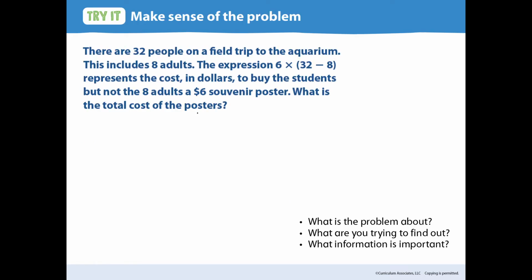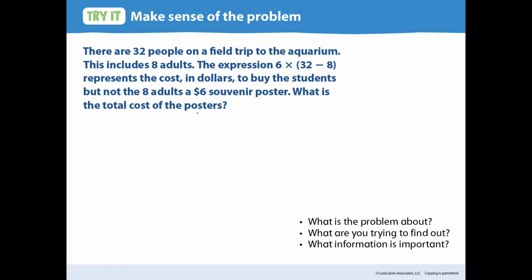Try it is at the top of page 629 in your workbook. There are 32 people on a field trip to the aquarium. This includes 8 adults. The expression 6 times 32 minus 8 represents the cost in dollars to buy the students, but not the 8 adults, a $6 souvenir poster. What is the total cost of the posters?